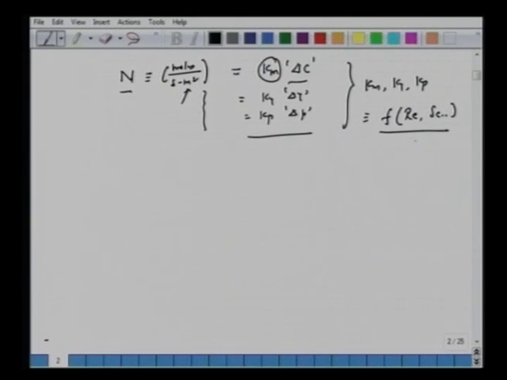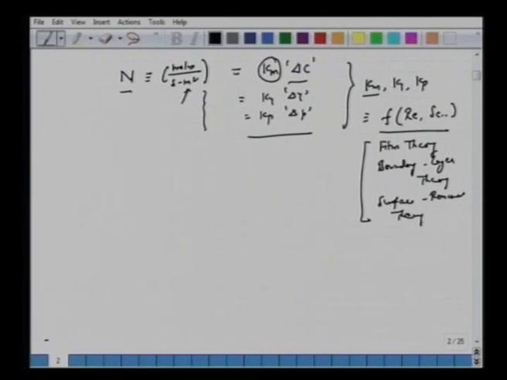So different theories, the three most popular: film theory, boundary layer theory, and surface renewal theory. All these theories ultimately give us an expression for mass transfer coefficient in terms of operating parameters or the physical property of the system. Then once we had the definition for mass transfer coefficient, we talked about two-phase film theory.